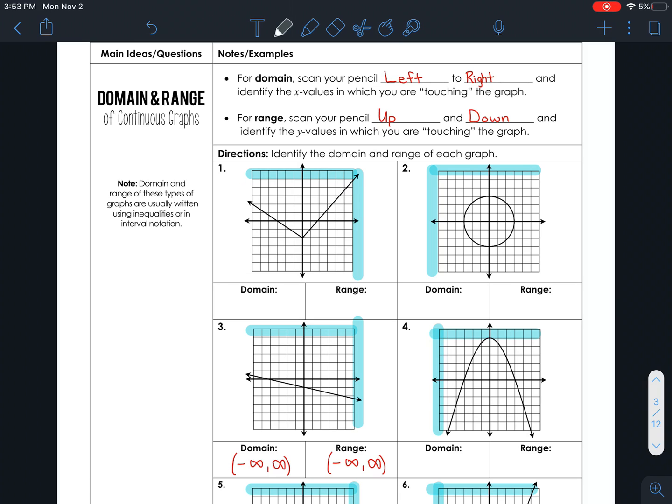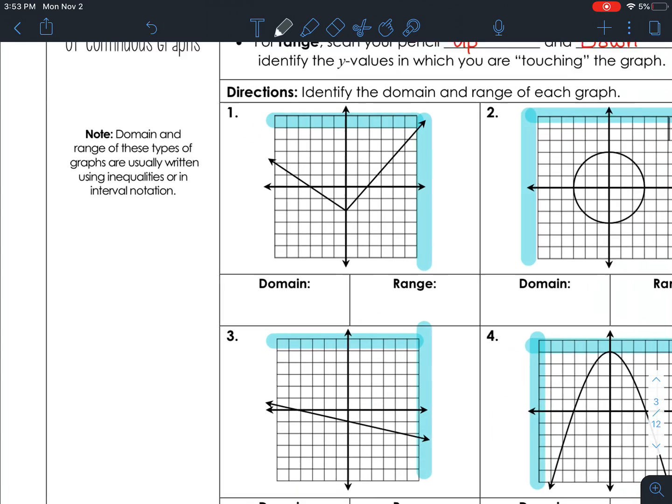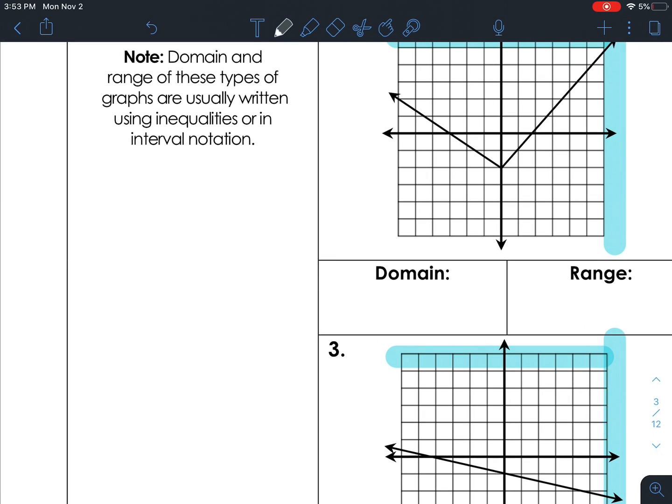So we're talking about domain. Domain is your values from left to right. So you're going to scan your pencil left and right and identify all of your possible x values. Range is going to be your vertical values, or your up and down values. That's your y values.